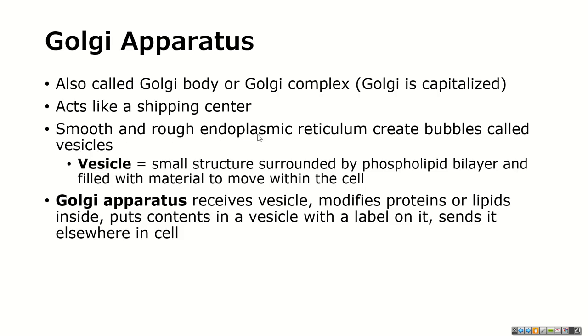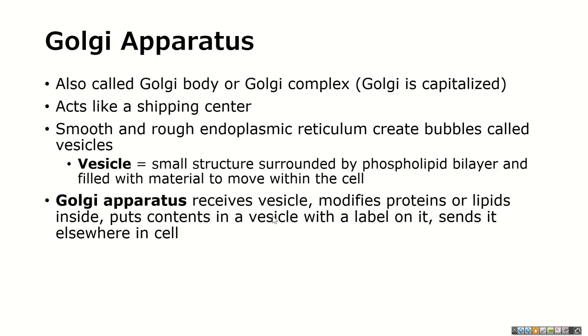So when the smooth and the rough endoplasmic reticulum make new molecules, they're going to put them inside little bubbles surrounded by a membrane that are called vesicles. A vesicle is a little structure with a phospholipid bilayer around it, and then something inside. And these are very small, and they're used to move things around within the cell. So the rough endoplasmic reticulum, it's going to make proteins, put them in a vesicle. Smooth endoplasmic reticulum, it's going to make fats, put them in a vesicle. Those vesicles are then going to go to the Golgi apparatus.